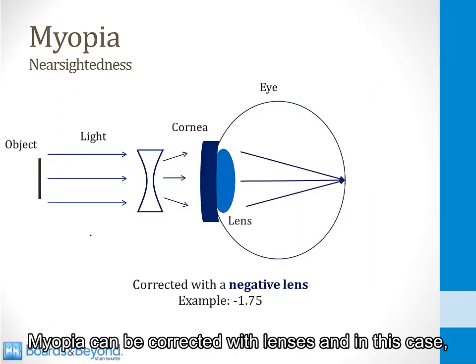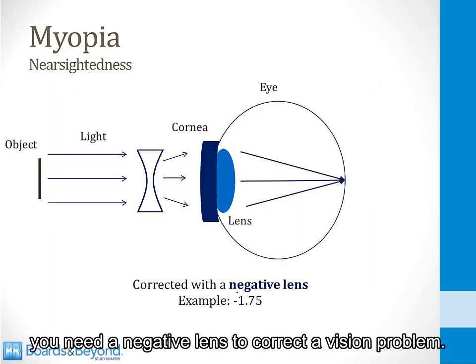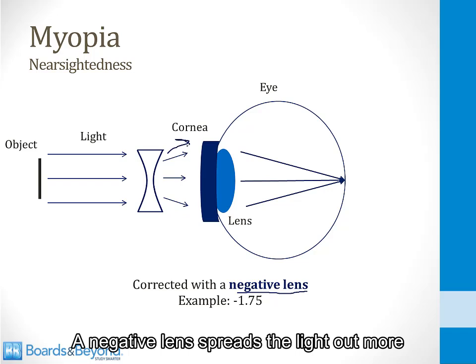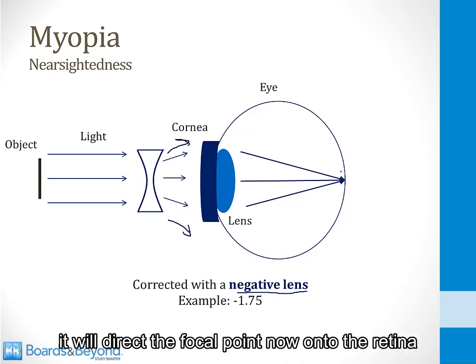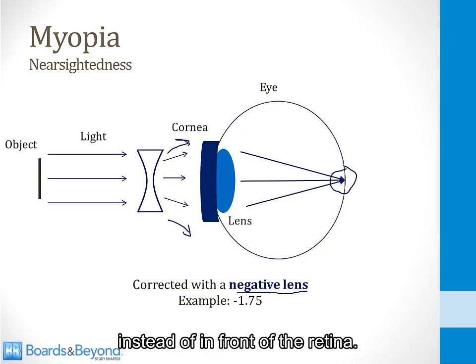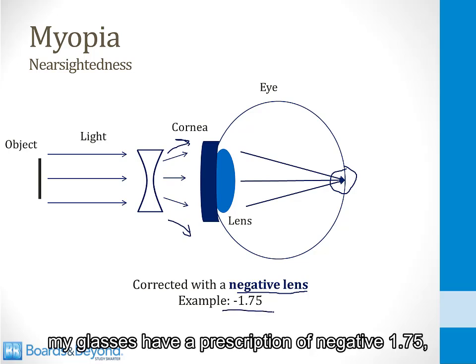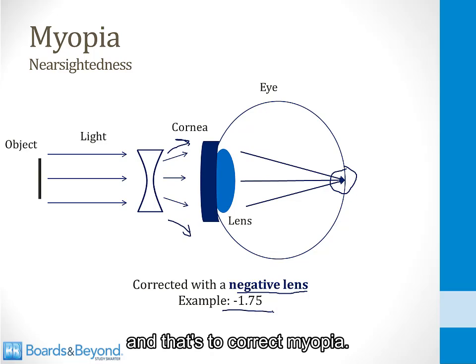Myopia can be corrected with lenses, and in this case you need a negative lens to correct the vision problem. A negative lens spreads the light out more, and thus when the cornea does its focusing, it will direct the focal point now onto the retina instead of in front of the retina. So for example, my glasses have a prescription of negative 1.75, and that's to correct myopia.